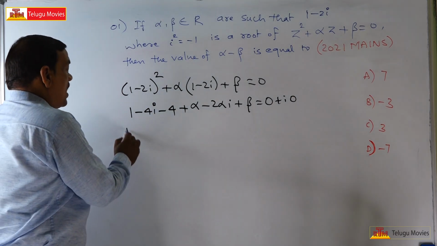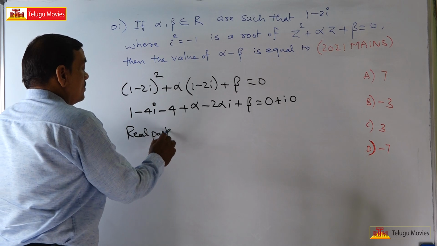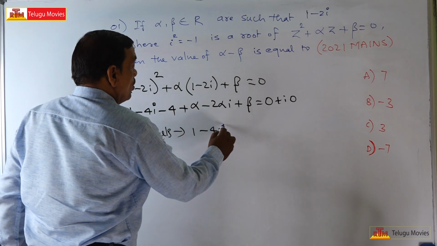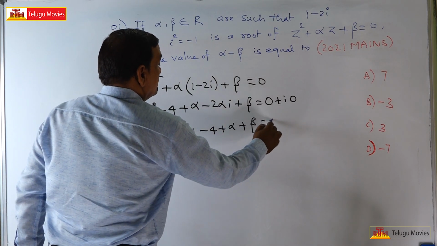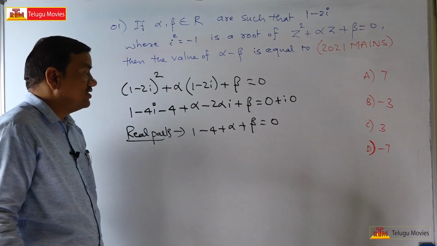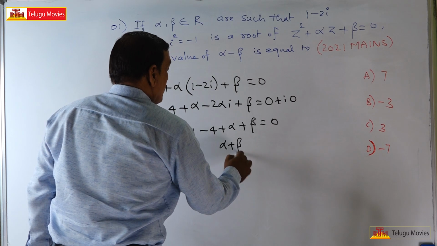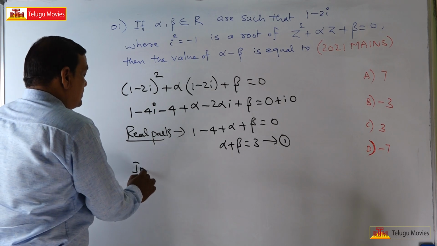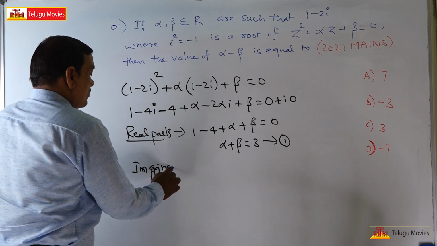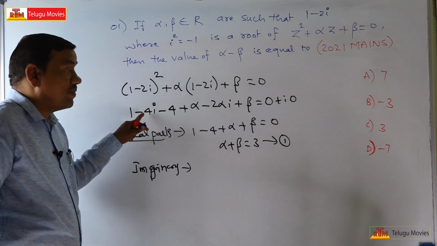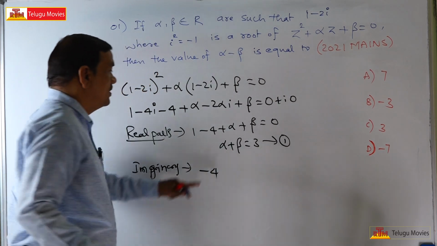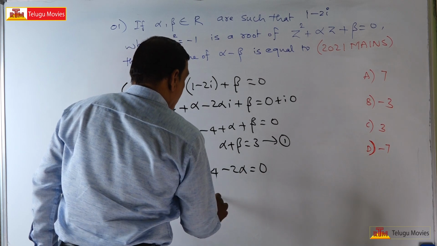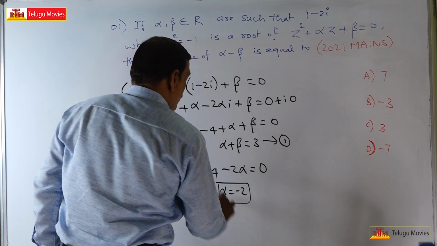Clear? What are the real parts? Tell me what the real parts are. Here 1 is there, minus 4 is there: 1 minus 4 plus alpha plus beta is equal to 0, since on that side the real part is also 0. So alpha plus beta is equal to 3, called equation number 1. What are the imaginary parts? Here the imaginary part is minus 4 minus 2 alpha, equal to 0. So from this alpha is equal to minus 2.